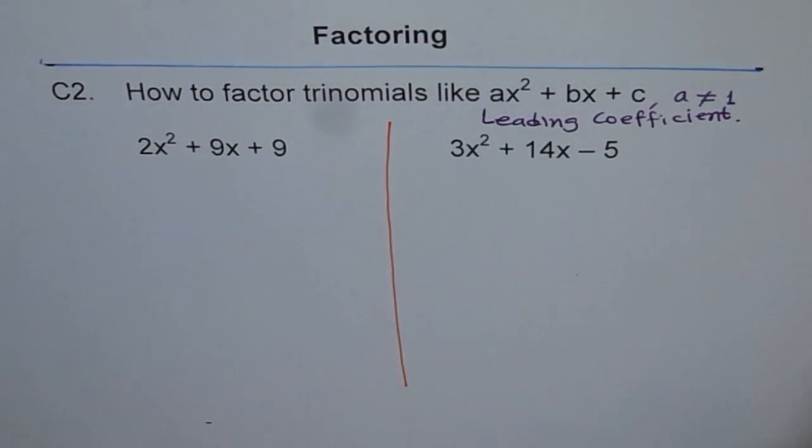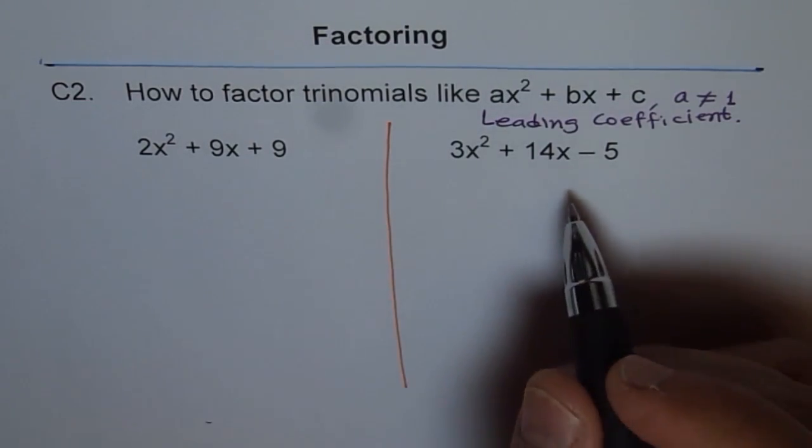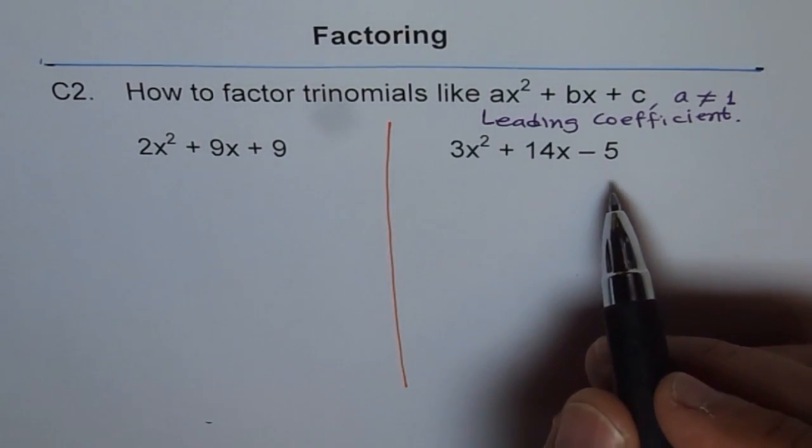Okay, so at times it may not be just a quadratic equation. It could be of degree 10. Then the leading coefficient is the coefficient of x to the power of 10. Okay, now let's go through this process of factoring here.